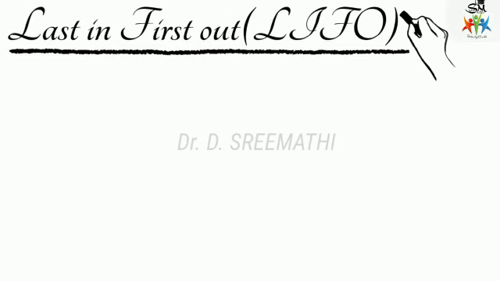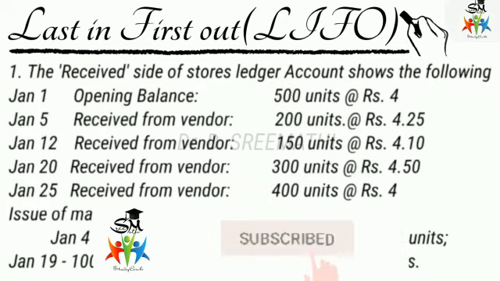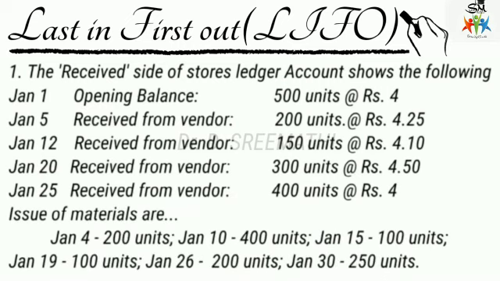Today we are going to see about last in, first out, that means LIFO, L-I-F-O. So let us start with the problem. The receipts side of a ledger account shows the following particulars.